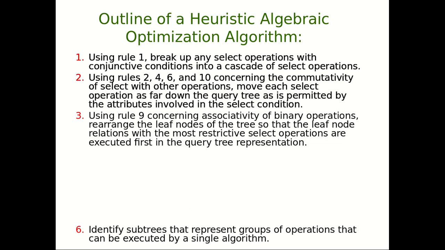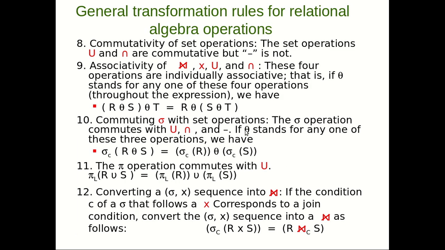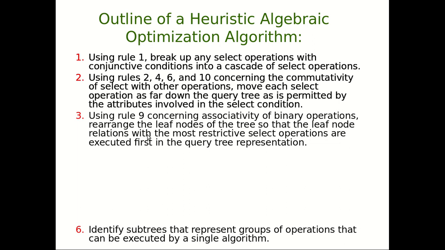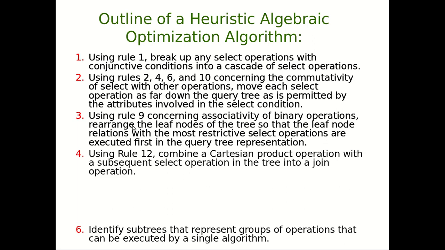The rule we applied is the associativity of binary operations. That is, rule 9 states like this: these operations are associative, so the leaf nodes can be moved down or up. The objective here is that relations which return a smaller number of tuples when the condition is applied are moved down. That is what step 3 of the algorithm says.